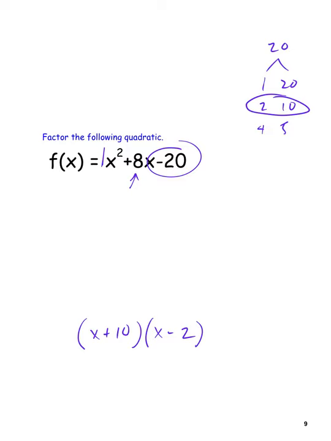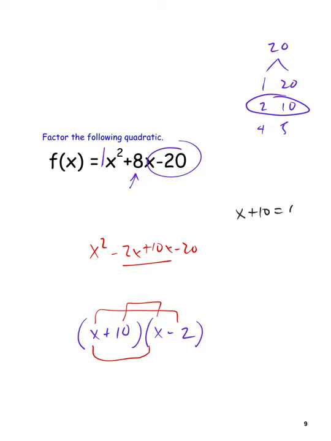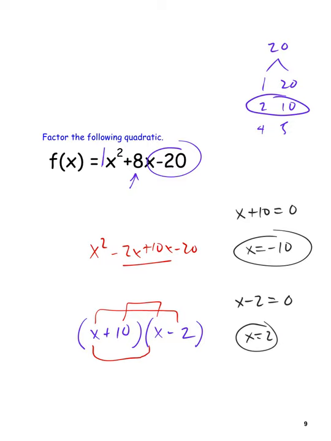So again, if we were to FOIL this, we would get x squared on the first terms. Outside would be a -2x. Inside would be a plus 10x. And last would be a -20. And those middle terms would end up being plus 8. And so our solution here, if we were to solve, it would mean that x plus 10 has to equal 0 or x minus 2 has to equal 0. So x would either be -10 or x would be 2.